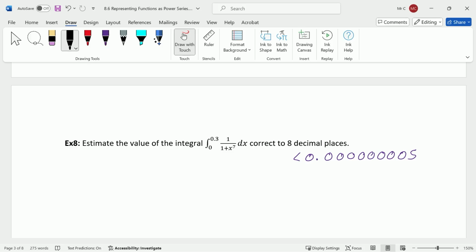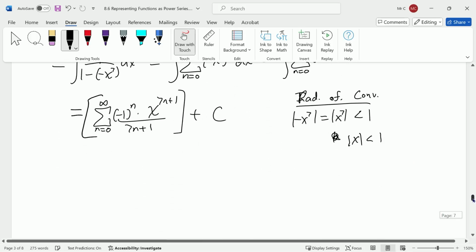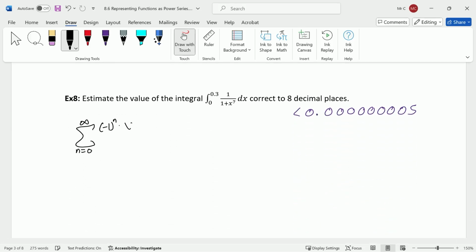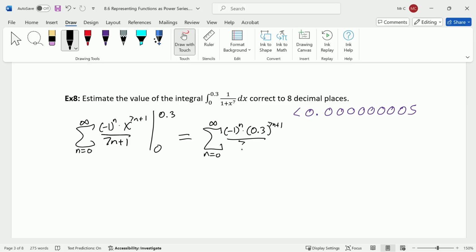So if I'm evaluating the integral from 0 to 0.3, I need the antiderivative. And I already have it. I computed the antiderivative in the previous problem. And what did we get? X to the 7n plus 1 over 7n plus 1, evaluated from 0 to 0.3. Okay, so I plug in 0.3. I get 0.3 to the 7n plus 1 over 7n plus 1 minus, and I evaluate the sum at 0, which I end up just getting 0 for.